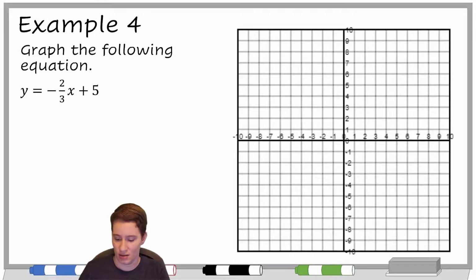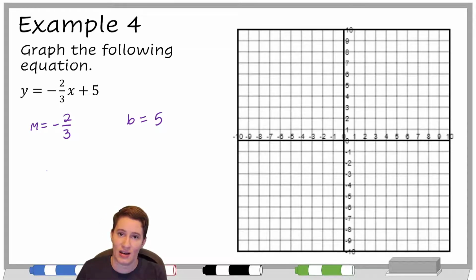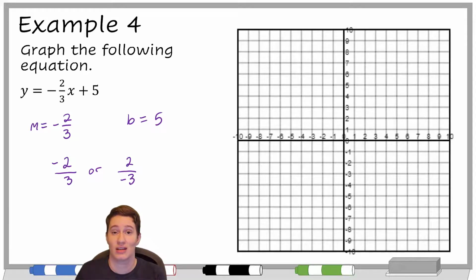Moving on. So now we've got a negative slope. So here's the deal with negatives for negative slope. I'll write m and b down and then talk about it. So if our slope is negative 2/3, we have to understand that having a negative for a fraction means either the top is negative or the bottom is negative. It does not mean that they're both negative, because if both of them were negative, the negatives would have canceled out and made a positive.